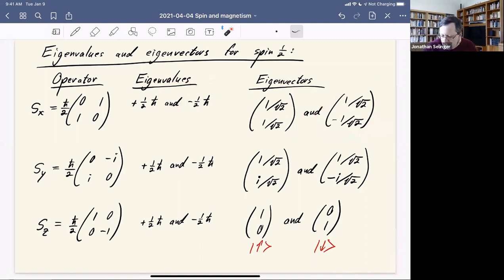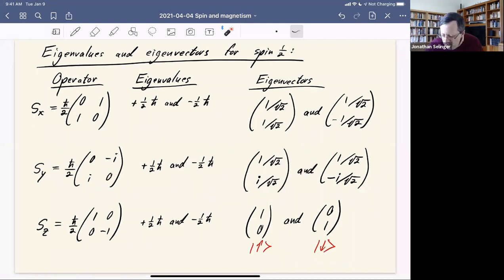I couldn't find my notes about the eigenvalues and eigenvectors of Sy, so here are the results to show you. The eigenvalue of plus a half h bar goes with this eigenvector, and the eigenvalue of minus a half h bar goes with this eigenvector, as you can check by just multiplying this matrix times this vector or this vector.